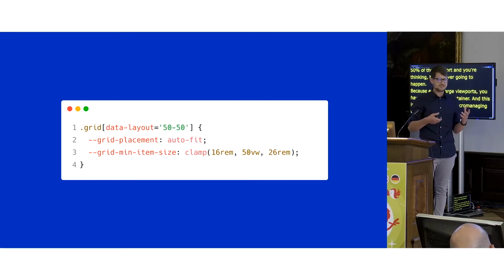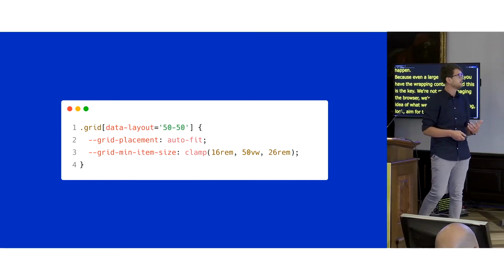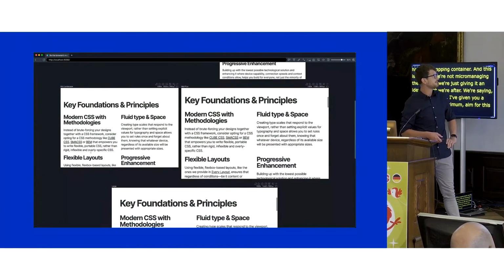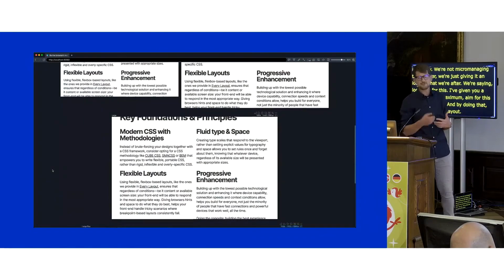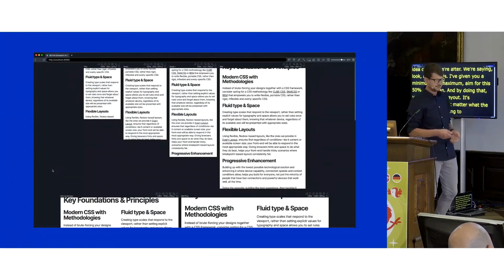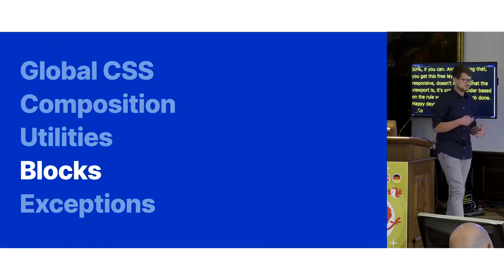We're just giving it an idea of what we're after. We're saying, look, aim for this. I've given you a minimum and maximum. Just aim for this 50% if you can. And by doing that, you get this free layout. You know, it's completely responsive. It doesn't matter what the viewport is. It's going to render the right result based on the rule that we've set for it. Job done. Happy days.